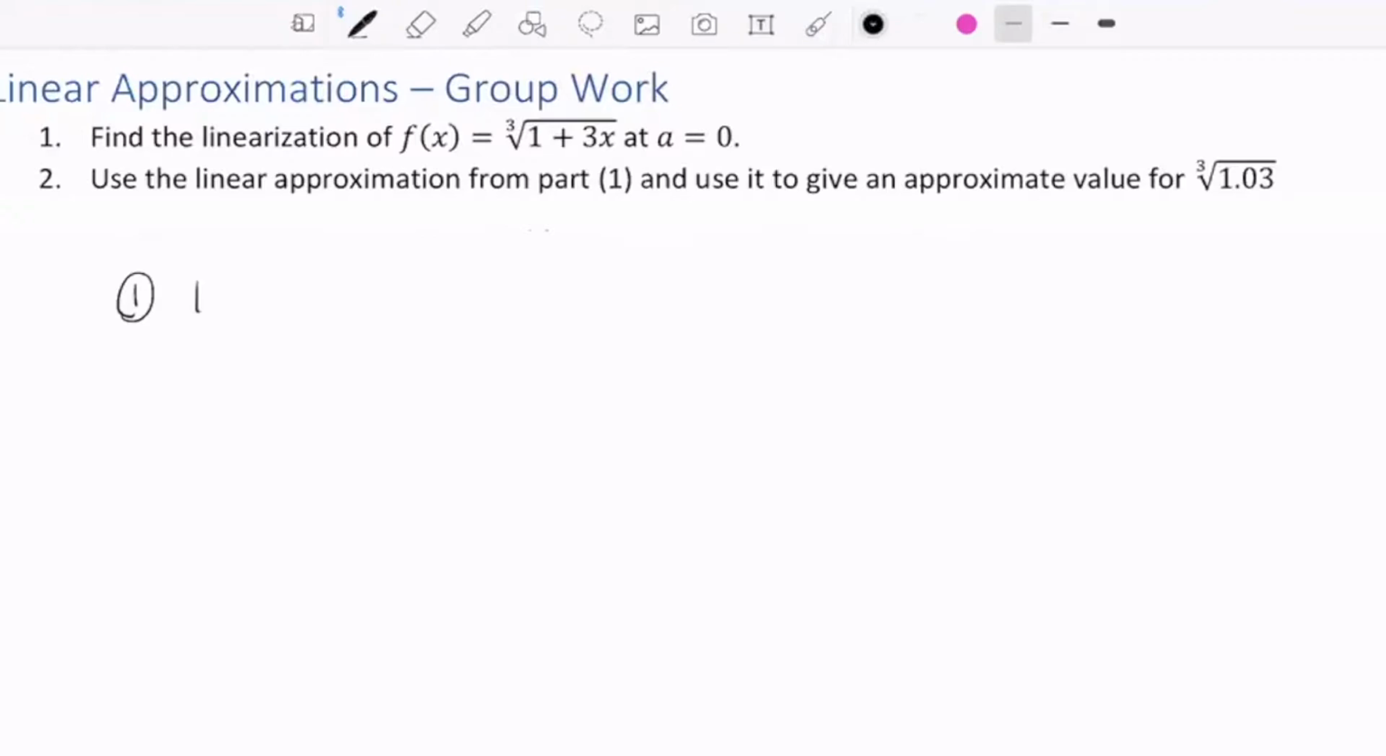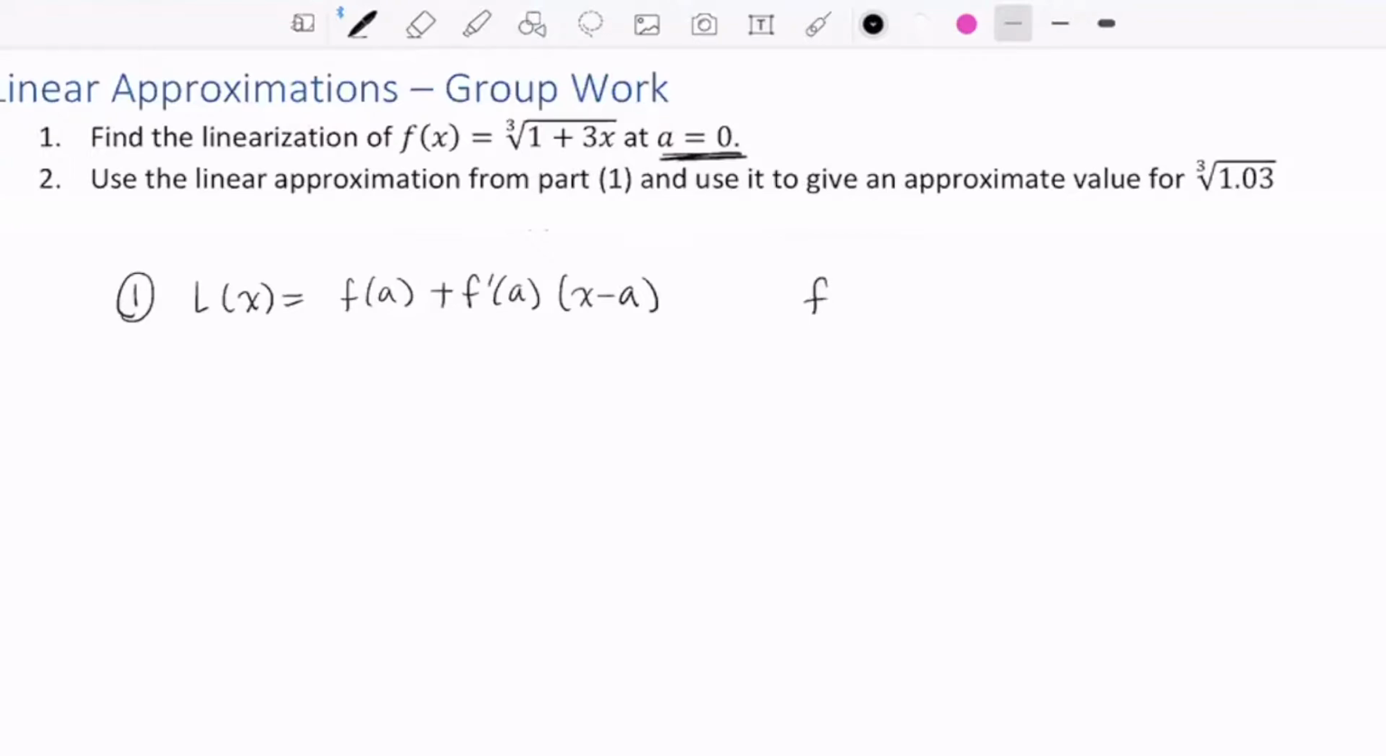So let's figure out a few things. The easiest one, I think, is f of a. In this case, a equals 0. So f of a equals f of 0 equals the cube root of 1 plus 3 times 0. So we just end up with 1.